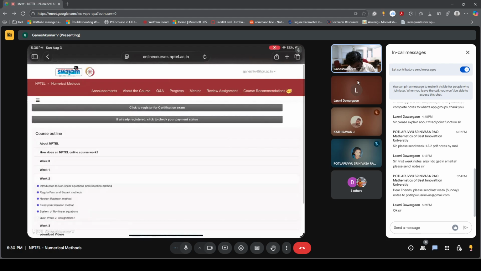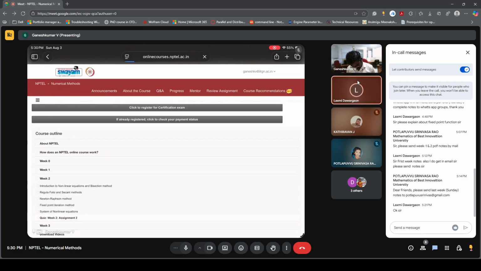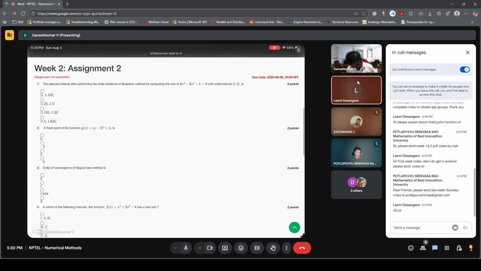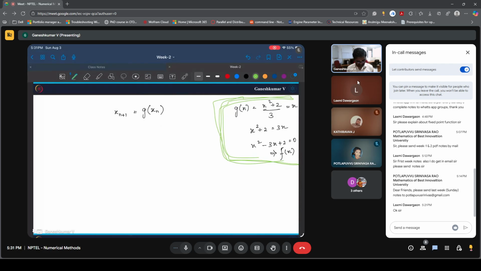Let me check the question. Week 2, second question, this one, fixed point of a function is. So they are asking the fixed point. You no need to find f of x. You need to find fixed point of this function. You understand? Yes, sir. Understand. So you need to find fixed point. You no need to find f of x, which means you can simply do this iteration to find out.